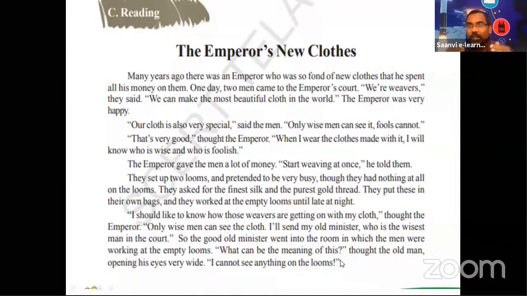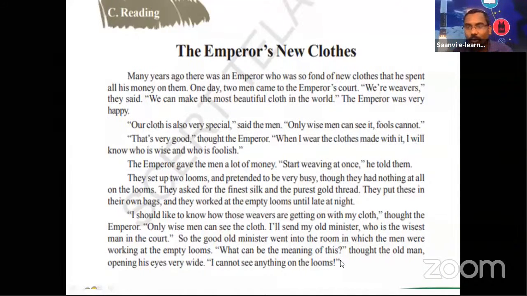The old minister went into the room and looked at the loom. Did he see anything? He didn't see anything there. Why? Because actually there is nothing on the loom. They are just acting like they are weaving.